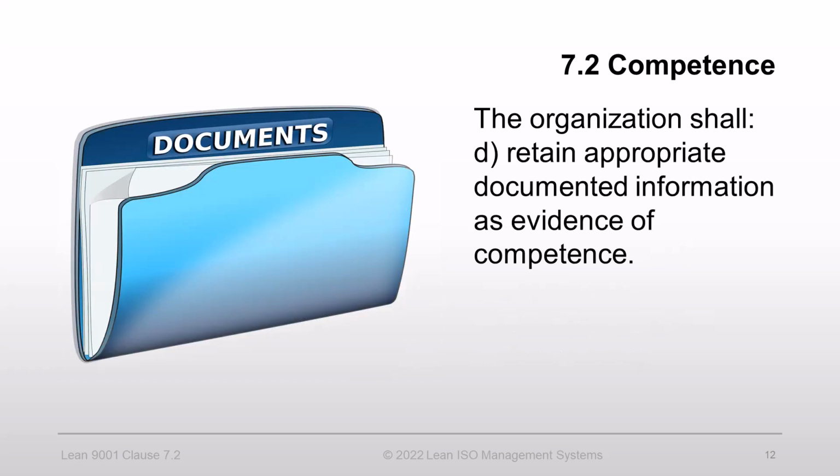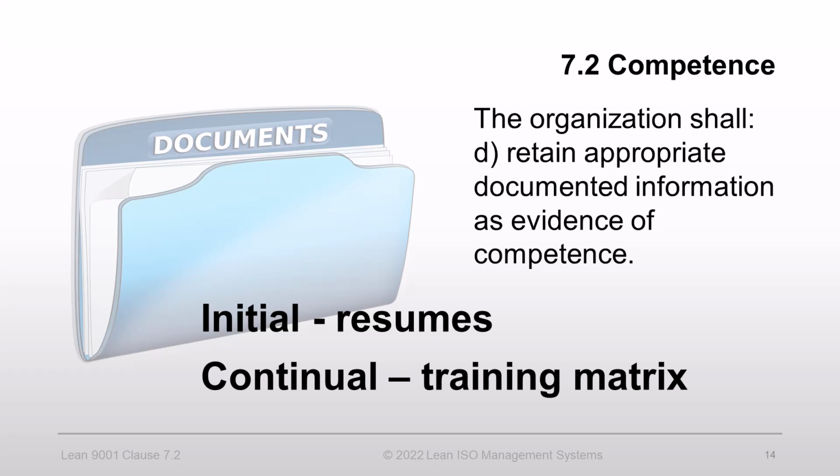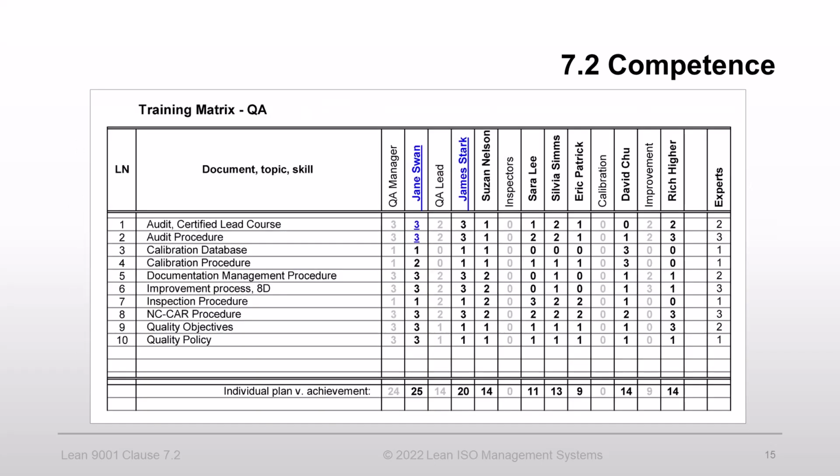The following requirement indicates that we have to maintain documented information as evidence of competence. There are two parts to this process. For initial qualification, organizations maintain resumes or summaries of qualifications and experiences for their employees. The next step is to ensure documentation of the continual acquisition of competence that many companies call training programs. Businesses often address this requirement by creating a training or skills matrix.